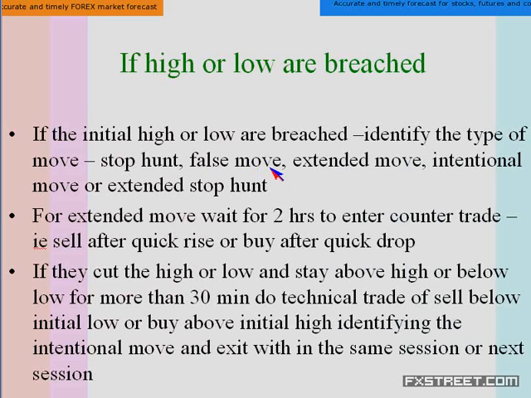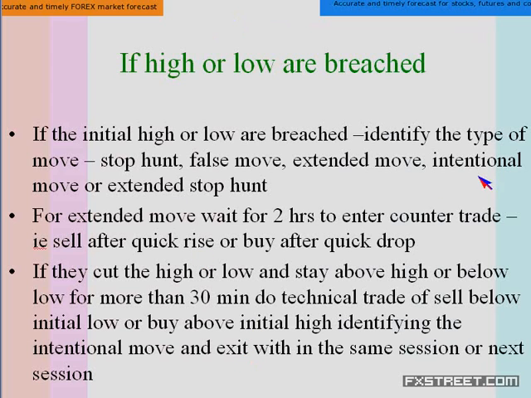Then extended move is a move below the low or above the high. They hold the market for 2 hours after that and continue to cut the high, a new high, for about 1.5 hours. And in the last 30 minutes, they don't breach the new high formed or the new low formed. Then they reverse the market.